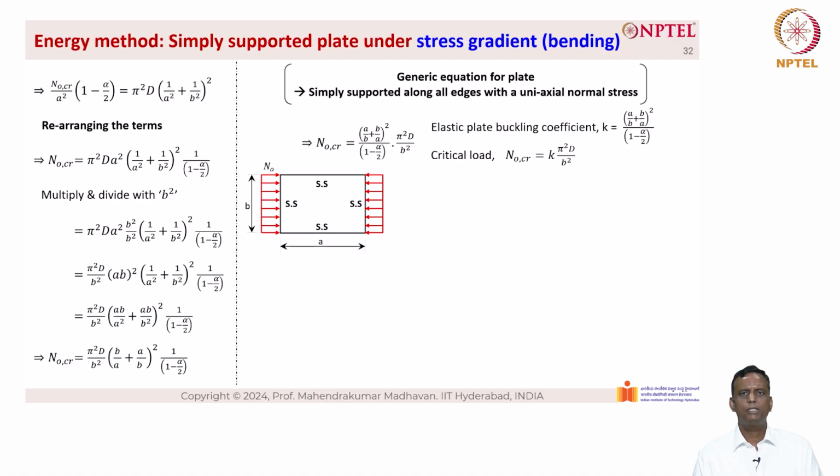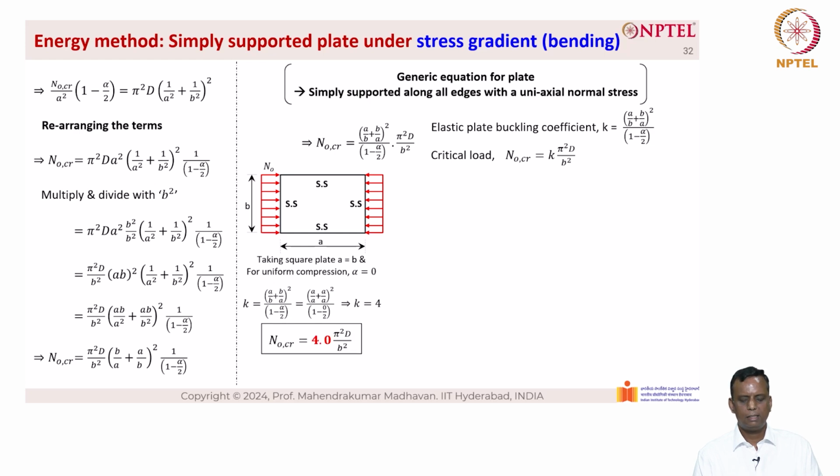For a plate simply supported on all 4 edges and subjected to uniaxial compression, we have alpha equal to 0, and taking a square plate A equal to B, we have K equal to A by B plus B by A the whole square divided by 1 minus alpha by 2. Since alpha equal to 0 and A equal to B, we have 1 plus 1 the whole square, which is equal to 4. So the elastic plate buckling coefficient is equal to 4. So N naught critical is given as 4 into pi square D by B square.